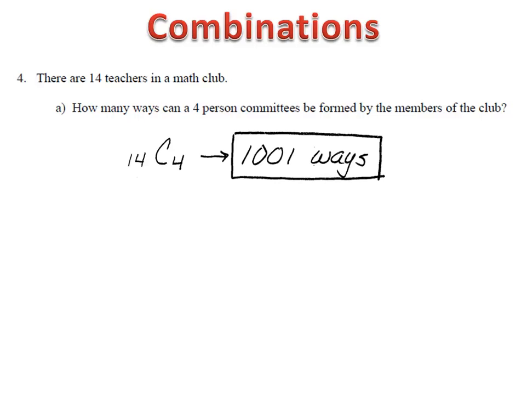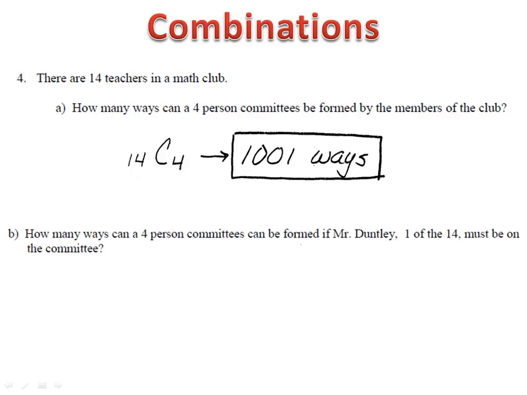We had 14 teachers, and we wanted to choose 4. The order doesn't matter, so it's a combination. 14C4 gives me 1001 different ways that I could form this committee. In example B, we want to form a 4-person committee, but this time Mr. Duntley really wants to be on the committee, and so we choose him for the first spot. We want to choose 3 more teachers. See if you can find out how many different groups I could make if Mr. Duntley must be the first person. Pause here and then come on back.